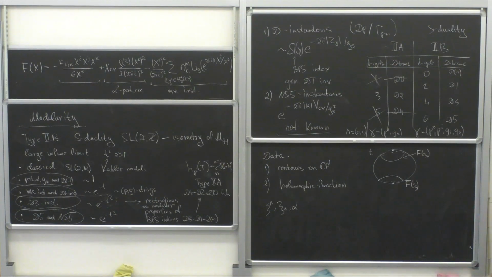It's like having a prepotential for a special Kähler manifold. But the difference here is that there is no single prepotential. There are several prepotentials, and they're associated to some different contours on CP1. So that's the difference. And this is the classical metric.